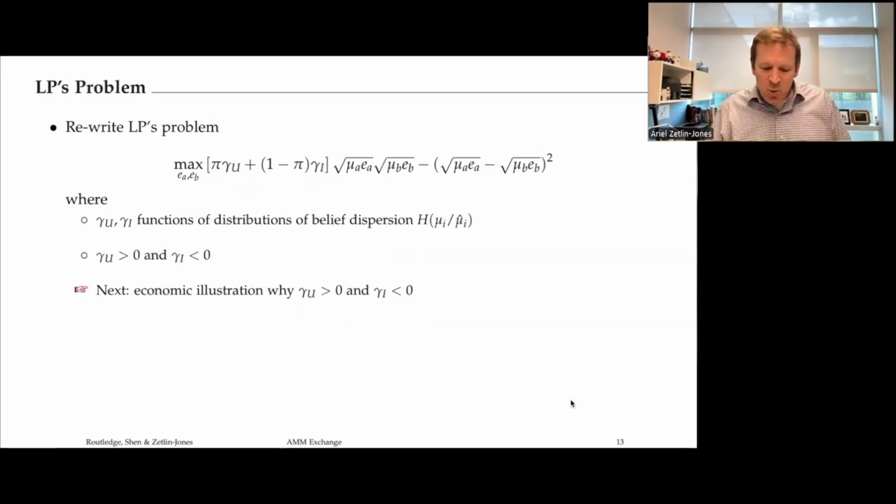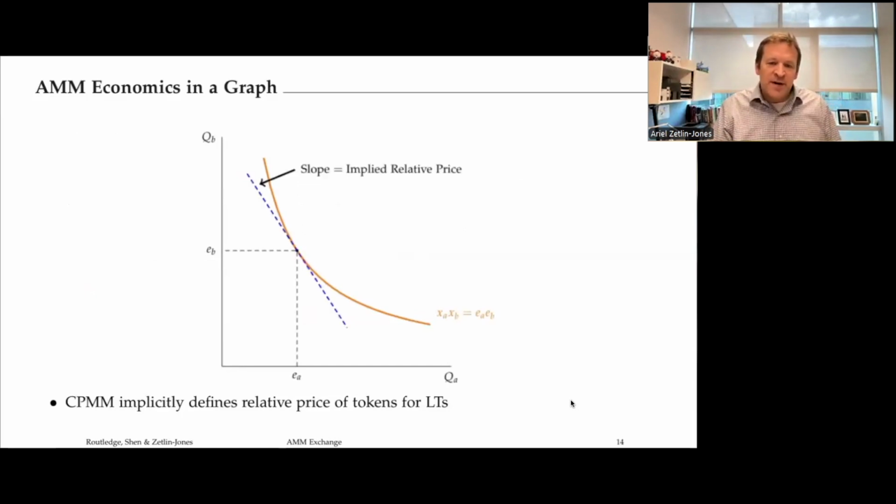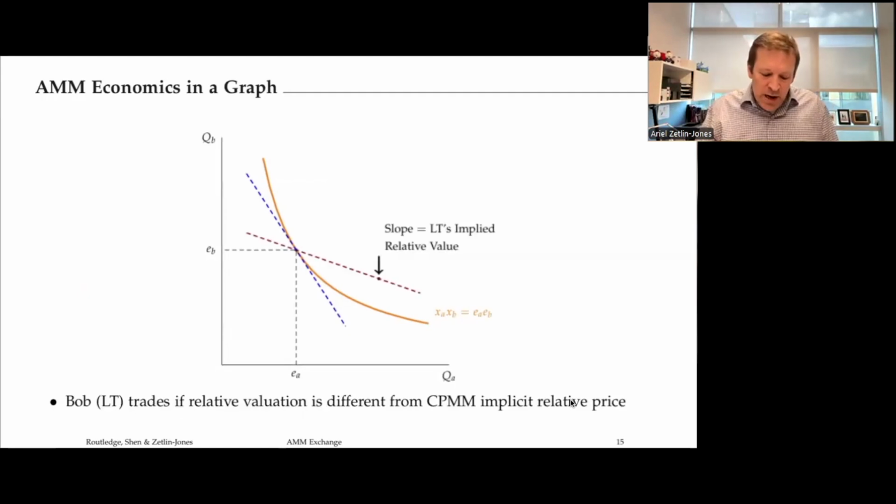Okay? What is the whole logic behind these terms? As we agreed, when you supply liquidity at a given point, this curve defines a relative price of these tokens. Imagine that point is also like our market maker's initial indifference curve. They have some belief about the value of the tokens. The slope is going to be those relative values. Now, our liquidity taker, Bob, is going to realize some new relative slope.